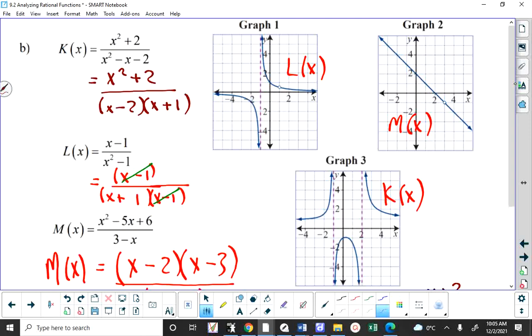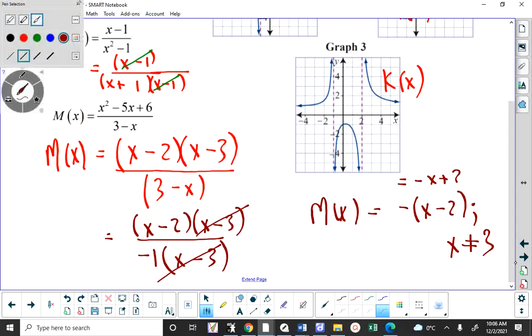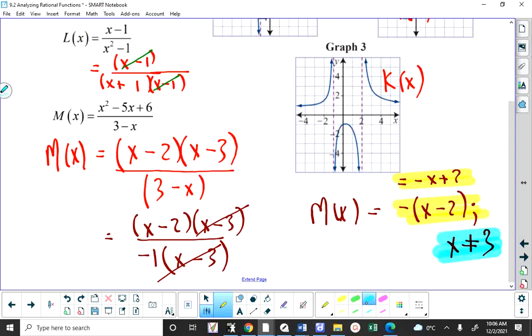Any questions with example 3? Scroll down. I'm sorry. However you decide to write this m of x, if you were doing a written response, whether you write m of x equals negative x plus 2 or negative of x minus 2, you need to, without a doubt, everyone, include the x is not equal to 3. Is that okay, JV? Okay. Grant?